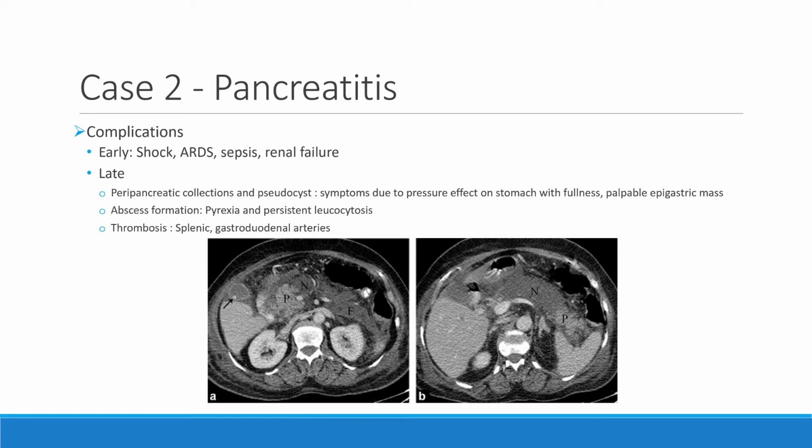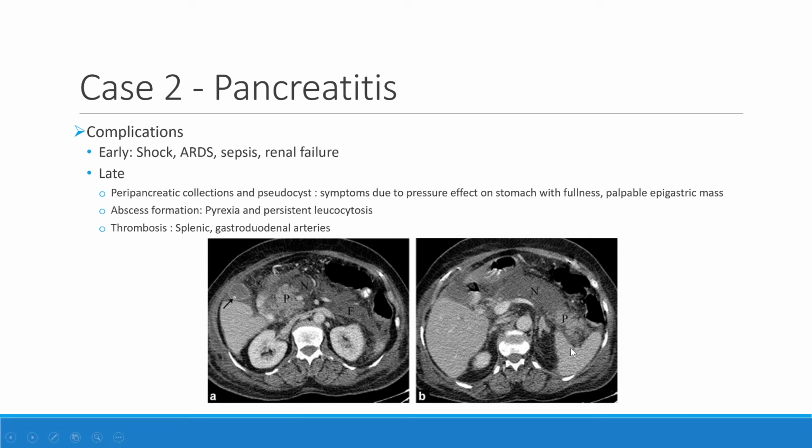And late complications would be collection, pseudocyst. So in terms of these, it can have a pressure effect on the stomach with fullness. That's why if you put an NG tube down, it reduces their risk of aspiration, particularly with that extra pressure on the stomach. Abscess formation and thrombosis, as we said, more commonly in the splenic and gastroduodenal arteries.